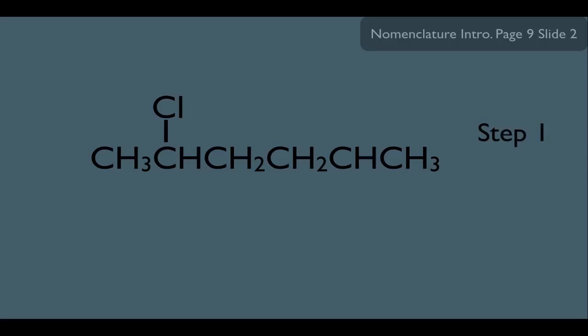So step 1 here is to find the longest chain of carbons, making sure that one of the carbons in the chain has the halogen attached to it. So that would be this right here, and that's 6 carbons in the box, so that makes this hexane.